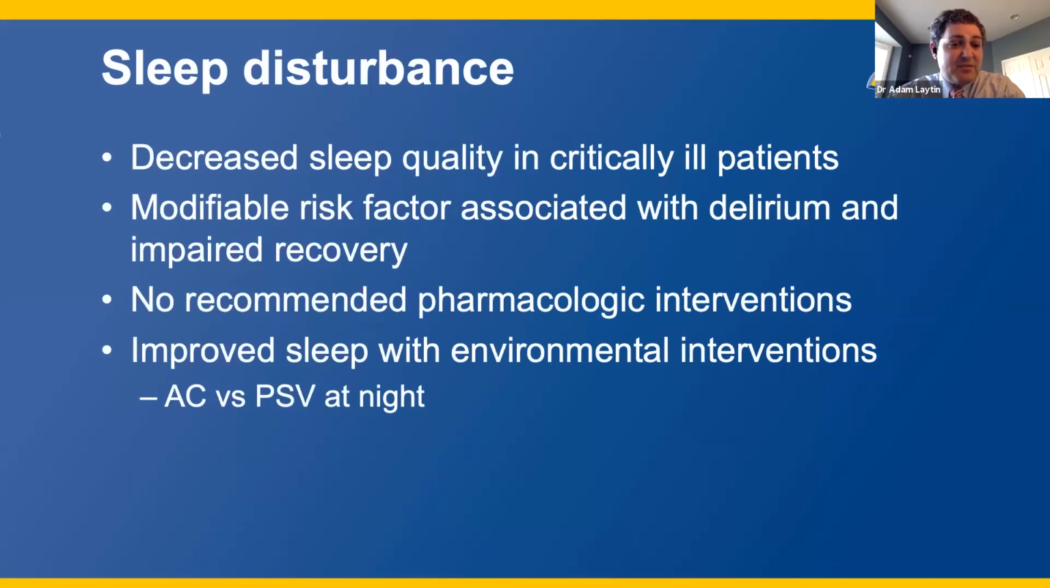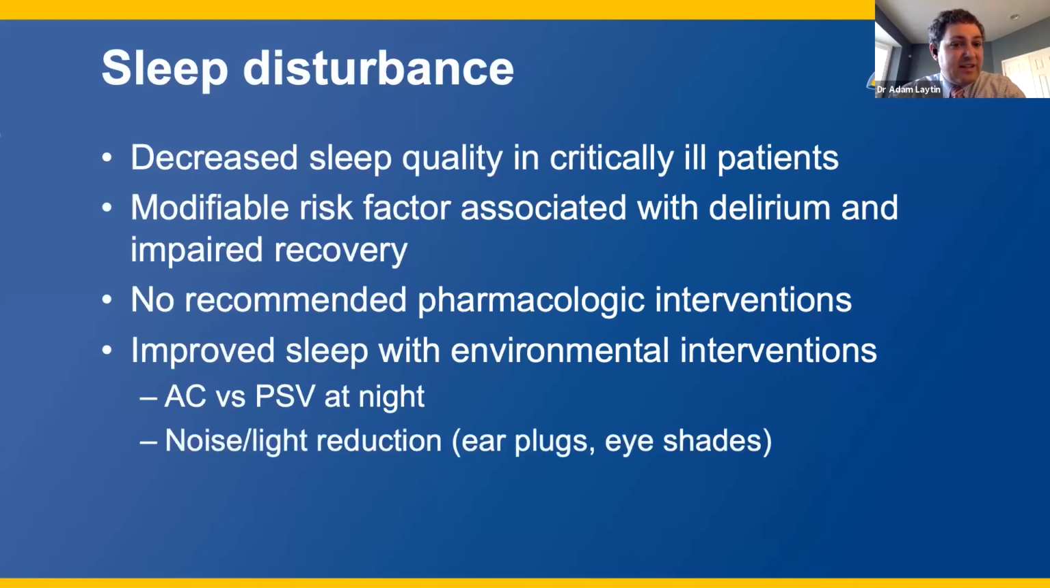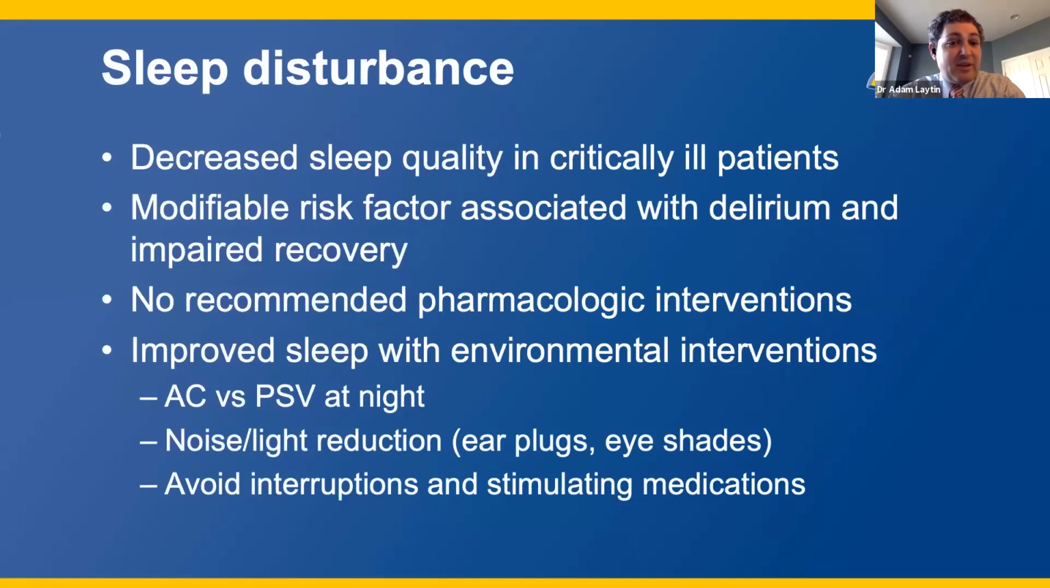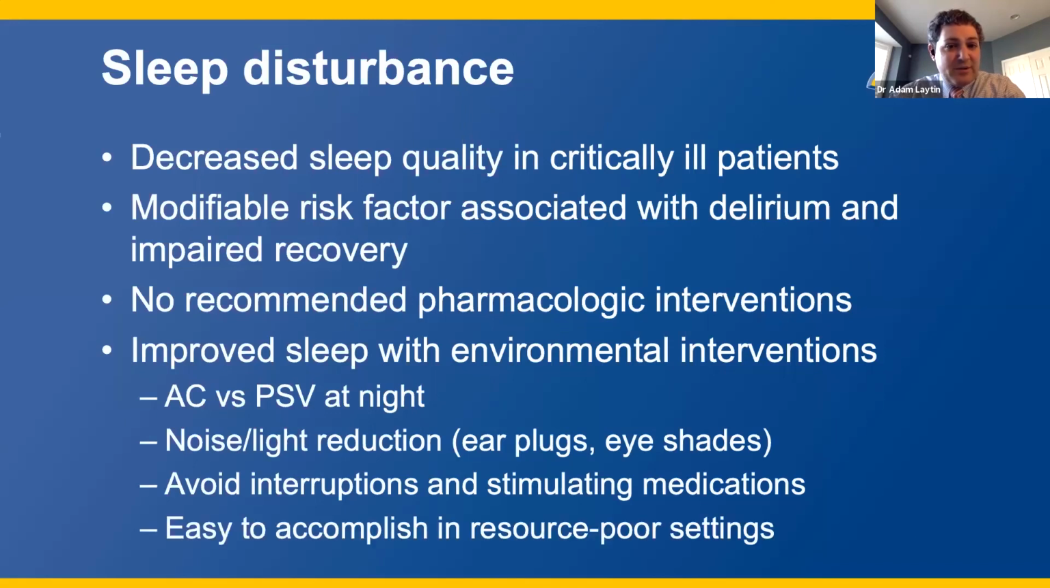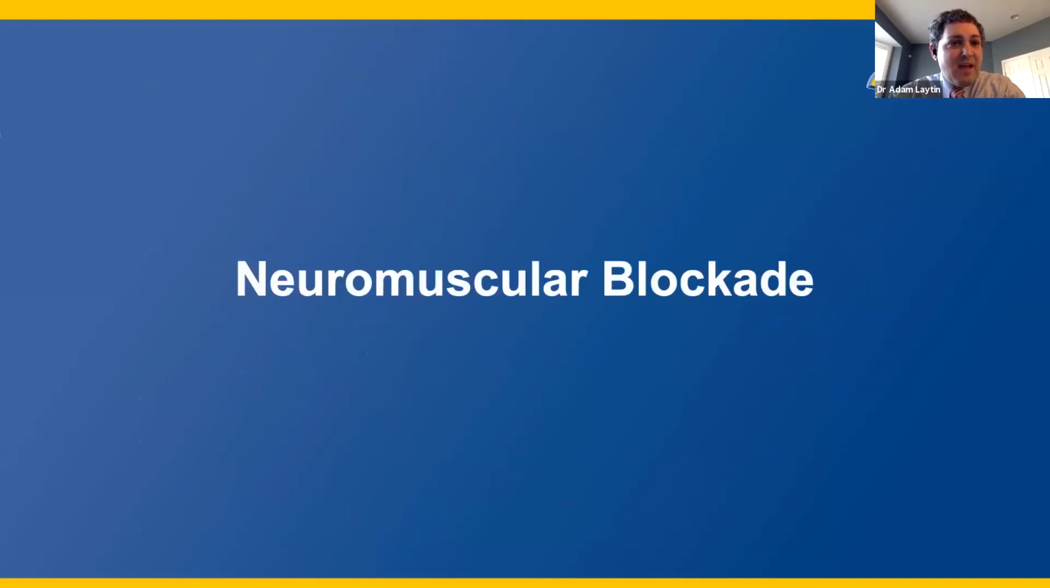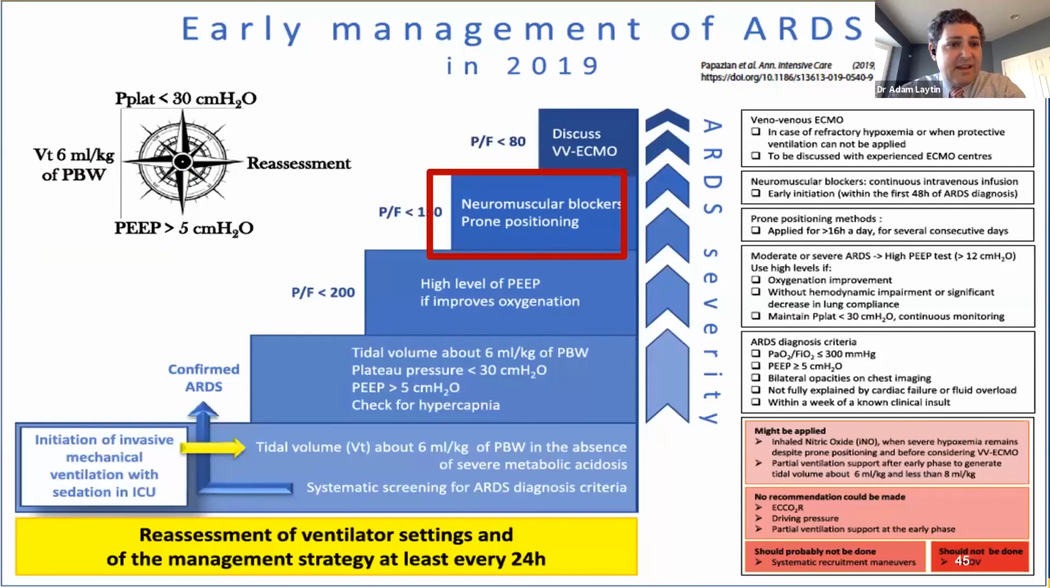So in mechanically ventilated patients, putting them on assist control can help them to get better rest at night, even if they're able to tolerate pressure support during the day. Reducing noise and light by keeping the lights off in the unit as much as possible, encouraging the nurses to avoid interruptions and stimulating medications, using earplugs and eye shades at night are all interventions that can help to improve a patient's sleep quality while in the ICU. And these are all things that are easy to accomplish and great targets for quality improvement in ICUs, even in resource poor settings.